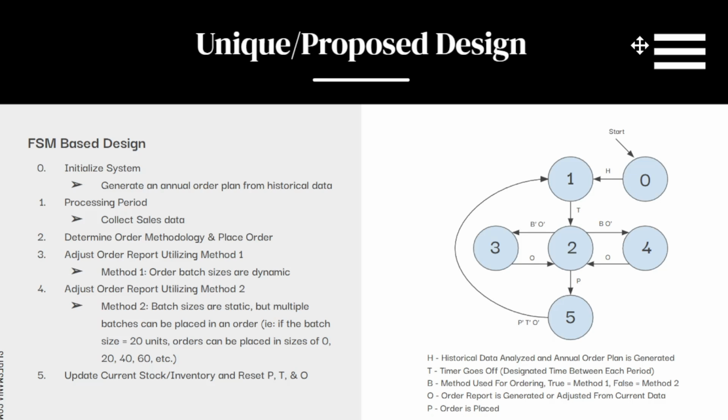Method 2 is basically saying that our batch sizes are static. So we might talk to a manufacturer and they say that we need 15 products, and they'll say we will only manufacture in batches of 20. So if we need 15, we're going to have to order 20. If we need 35, we're going to have to order 40. So basically, we have these 2 methods. We have a way we can determine it in the code just by a true or false statement. And once we have that, we're able to create or modify our demand forecast orders.